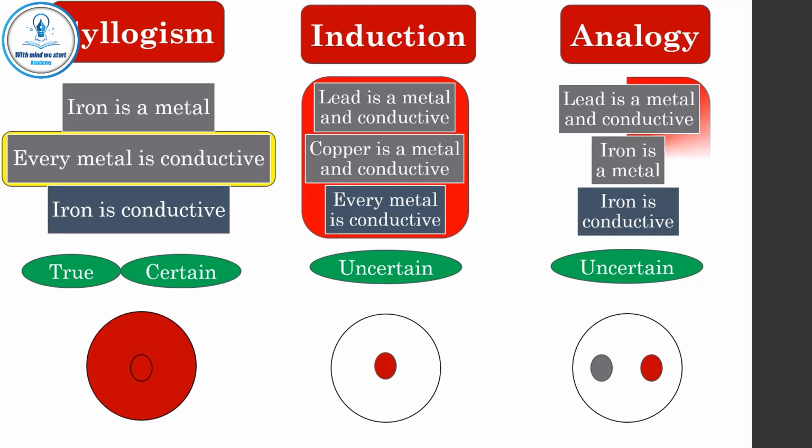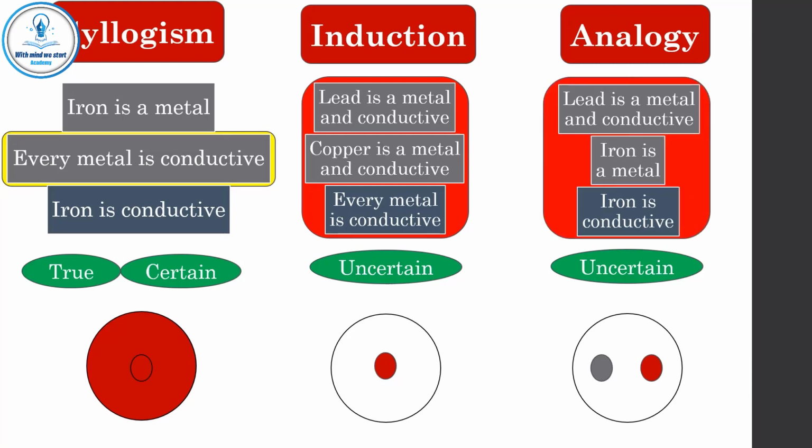The same applies to analogy. Lead is a metal and conductive. Iron is also a metal. This doesn't make iron conductive. You must have a premise in your mind, a general or a universal one, that says that every property of iron is the same as lead. From this premise, you can reach the conclusion. So, syllogism is not always based on induction. In fact, induction and analogy are based on syllogism, and this is very important. Syllogism is the main form of evidence.